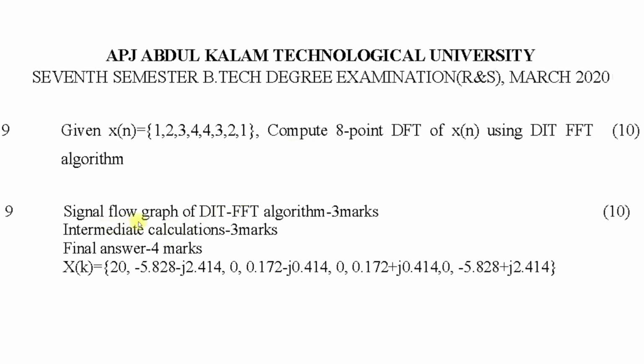The scheme is given: signal flow graph of DIT FFT 3 marks, then intermediate calculations 3 marks, then final answer 4 marks. So the final answer is also given here. Let us try to solve this problem.